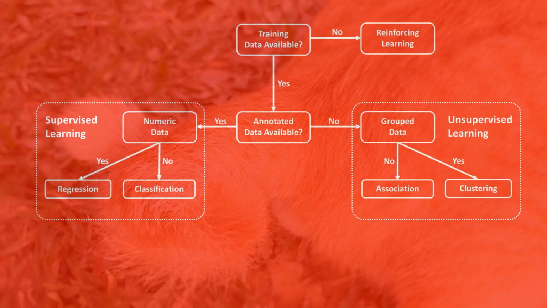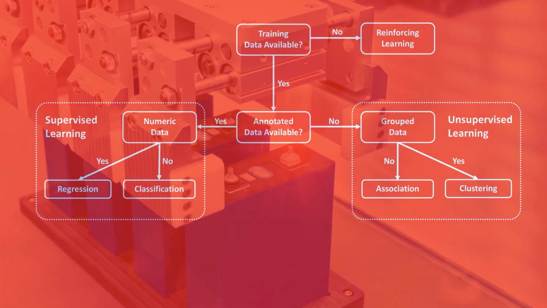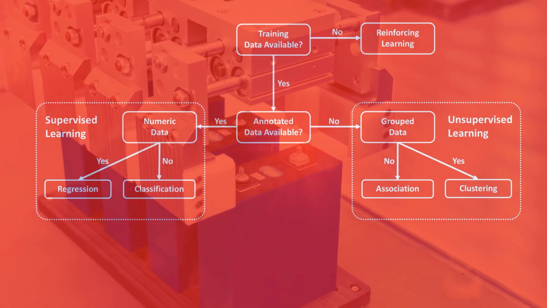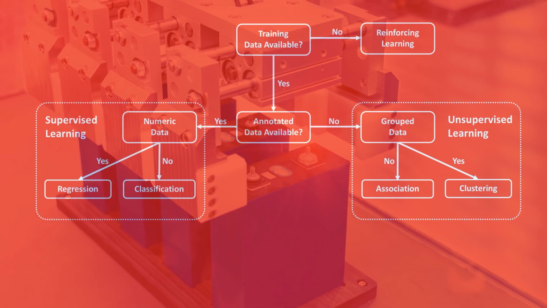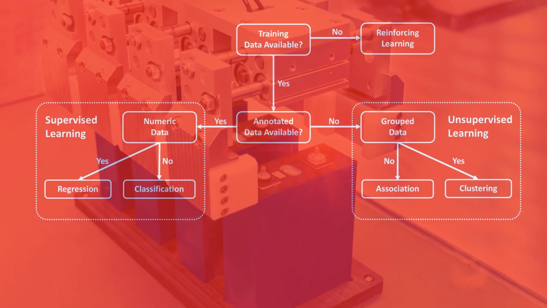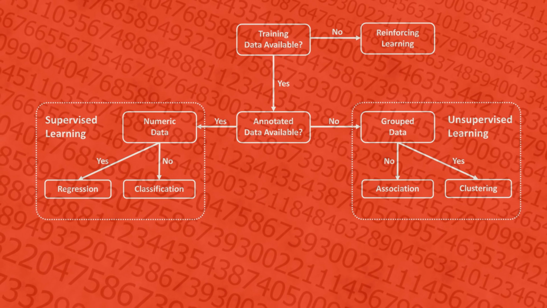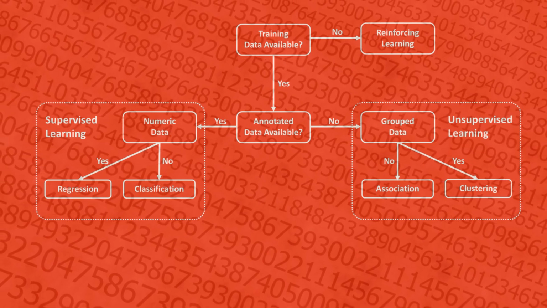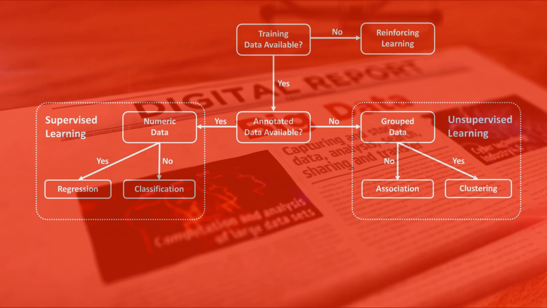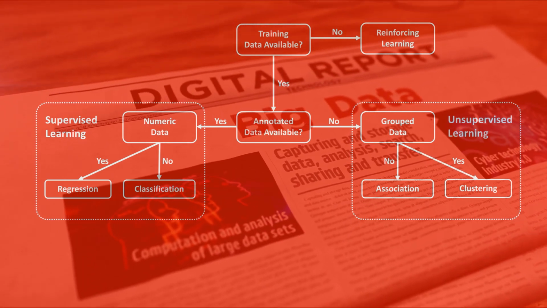In contrast, unsupervised learning does not use any annotation of the data. Here we distinguish between two main types of ML: association, for ungrouped data with co-occurring relationships and dependencies, and clustering, for data to be grouped by similarity.